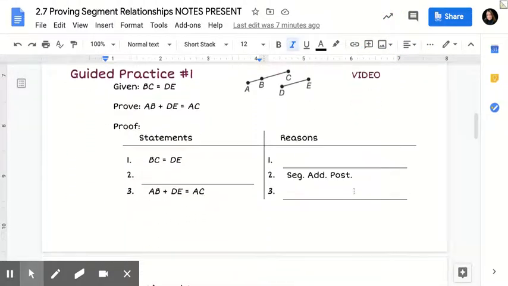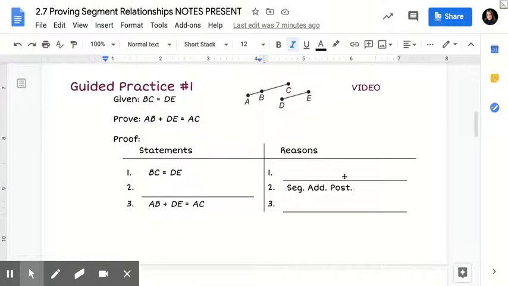Okay, so you're going to try one of these. Here's a guided practice problem. There are 3 blanks on this one that you need to fill in. You're going to try it and then come back and watch the video and see how you did.